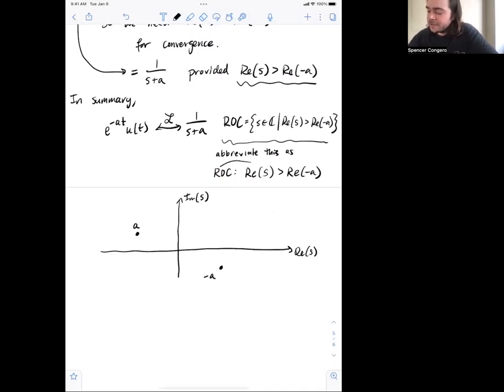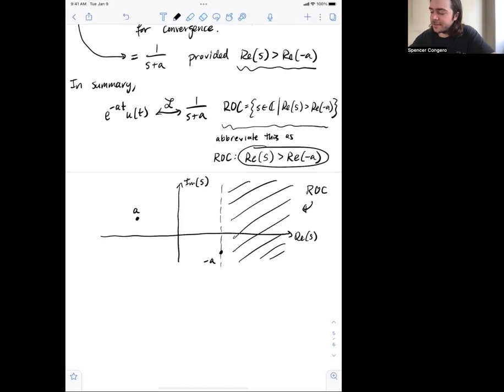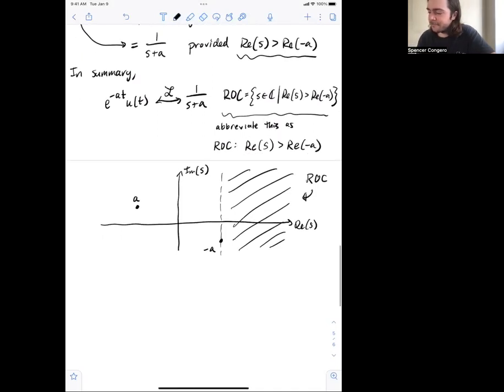And we want to find the region of convergence here, which is when the real part of s is greater than the real part of negative a. Where's the real part of negative a? Well, it's just right there, going through that dotted line. We need the real part of s to be greater than that. So we have to be on the right side of that dotted line, and that is our ROC. Of course, it goes all the way to infinity. I'm only drawing part of it here because I just have this page. The ROC is everything to the right of that line: the real part of s is strictly greater than the real part of negative a.